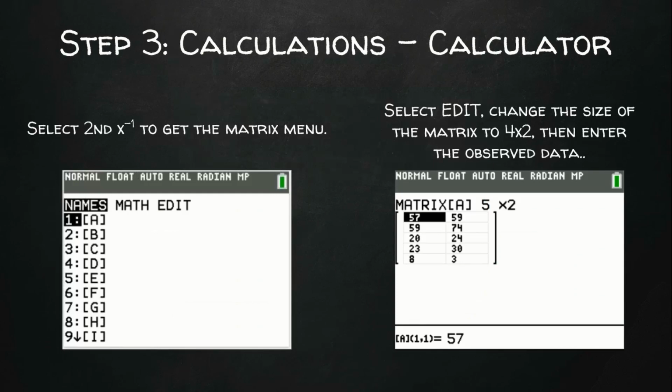In your calculator, we need to set up a matrix. So we're going to hit second and then the x to the negative 1 power button on the TI-84. That will get us to the matrix menu. If we tab over to the right and hit edit, we're allowed to change the size of matrix A to a 5 by 2 matrix, and then we can enter the observed data.